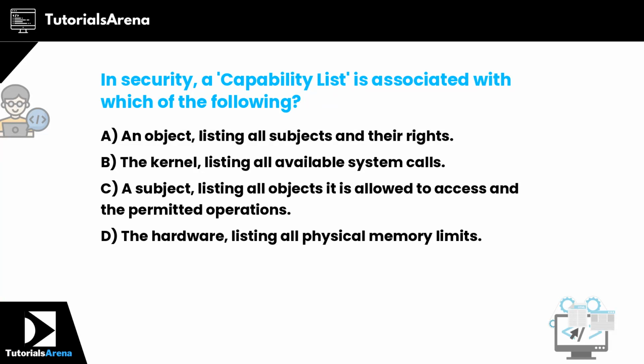In security, a capability list is associated with which of the following? The correct answer is option C. A subject, listing all objects it is allowed to access and the permitted operations.